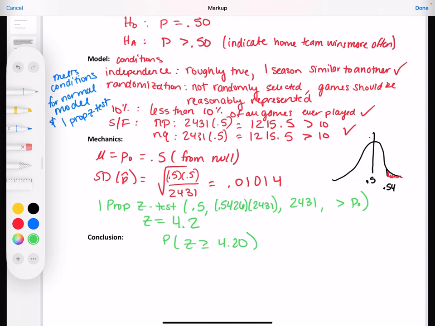Alright, so then the P value at that was like 0.00001 or something like that, right? The P value that you just got off the calculator, it was like 1.3 e to the negative 5, right? Yeah, so that number basically means that a high percentage of home team wins is highly unlikely to be a sampling error.